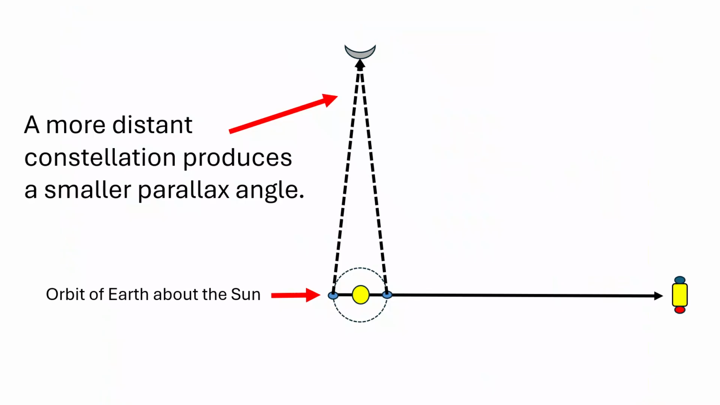Aristarchus was well aware of the problem posed by this lack of stellar parallax. That is the reason Aristarchus placed the fixed stars at a large distance from the other planets. The farther away the fixed star constellations are, the smaller the observed parallax.